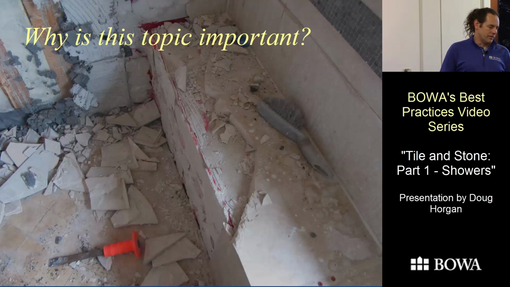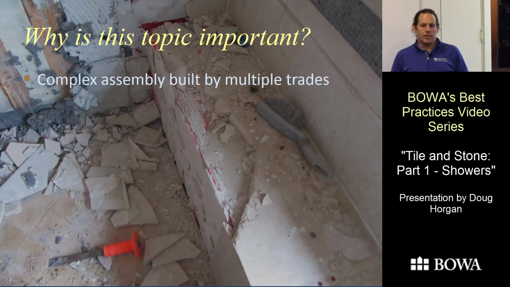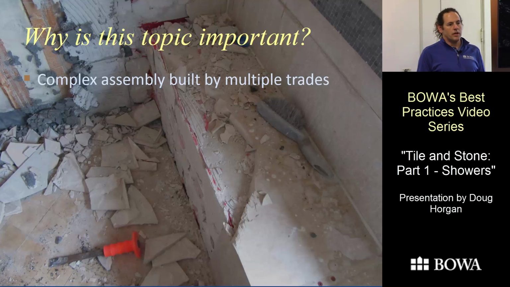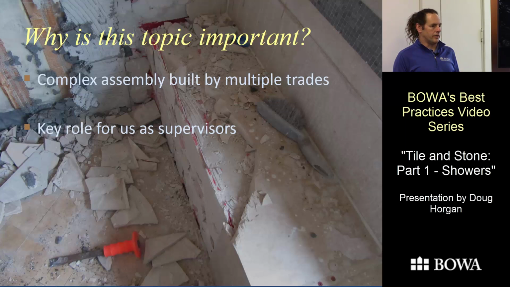So why is this important? As I said, it's a complex assembly. Any tile assembly has a structural component which has to be adequate to support the loads. Many of them have waterproofing assemblies. If the waterproofing isn't done correctly or not integrated correctly, that can be a problem. And so for us as supervisors, as the general contractor, it's important that we know the role that each of these people has to play and make sure that they all get done correctly and in harmony with each other.